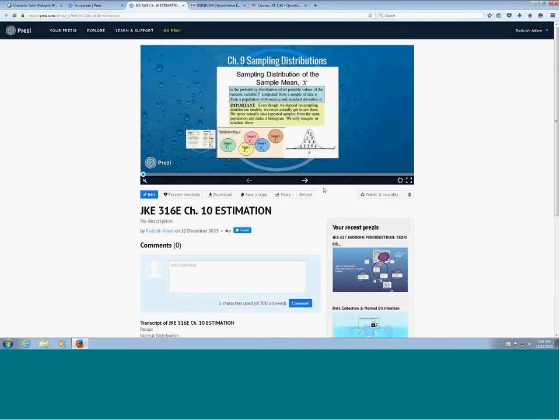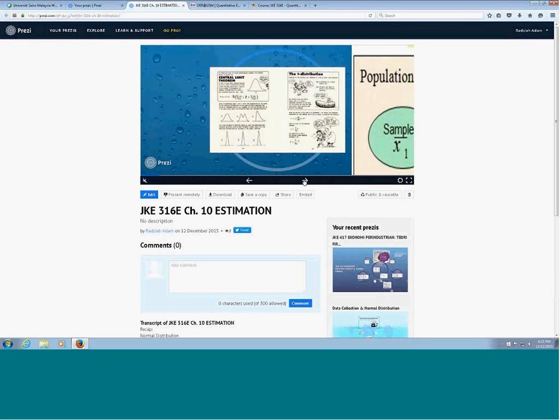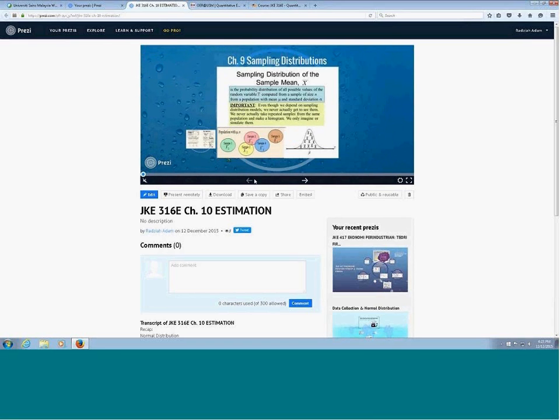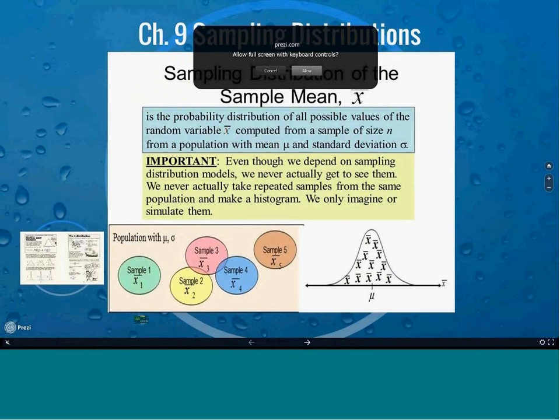Let's start with our topic for today. We'll start with chapter 9. Chapter 9 will provide the understanding of how we can use interval estimations. This understanding is very important because it will explain why we have to take samples. We already did that.